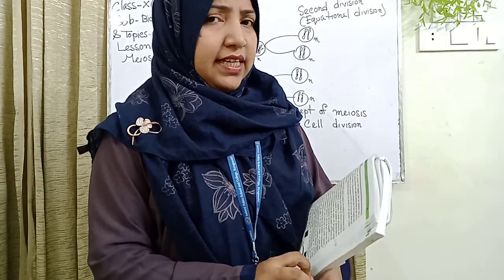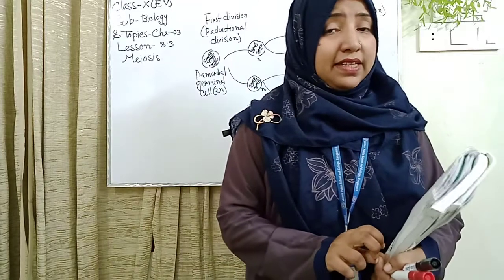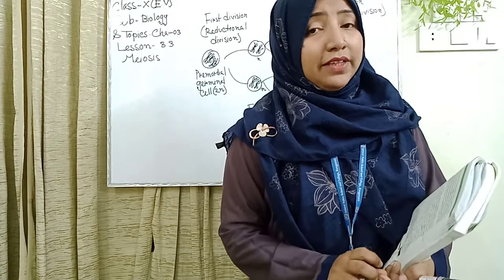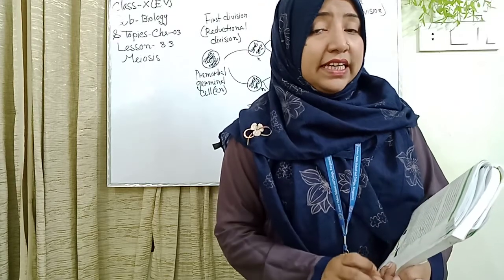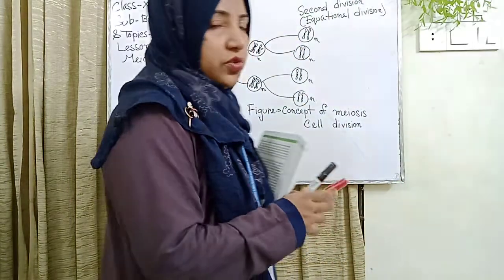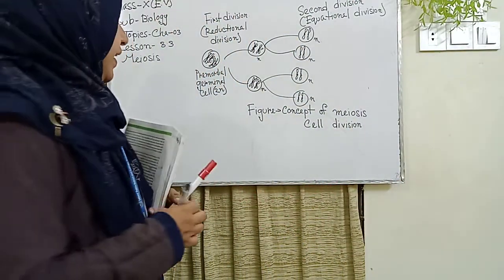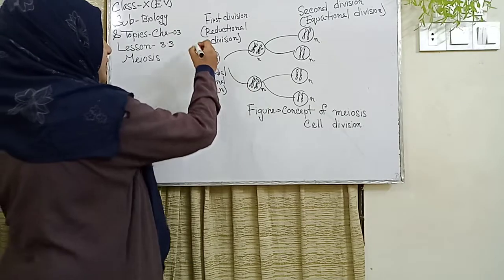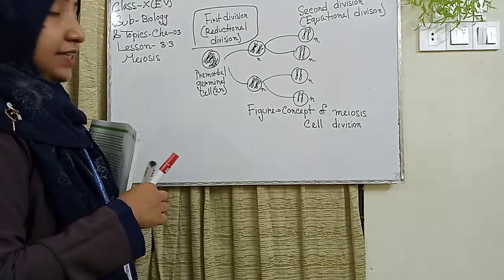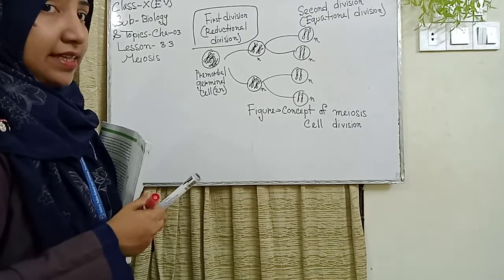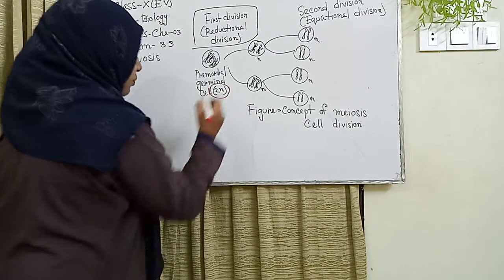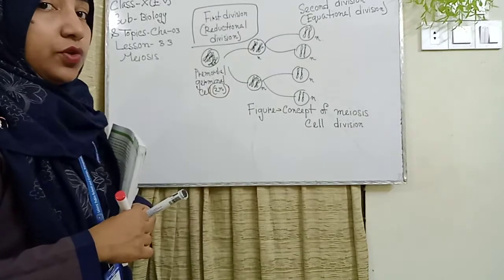Listen, students, in mitosis we explained equational division. Today we explain reductional division, where the chromosomes decrease in the first stage. Here I will draw the meiosis division. The first structure is the first division, the reductional division. This cell is the primordial germinal cell, where the chromosome number is 2n. Everyone see the board, here I draw the 2n.